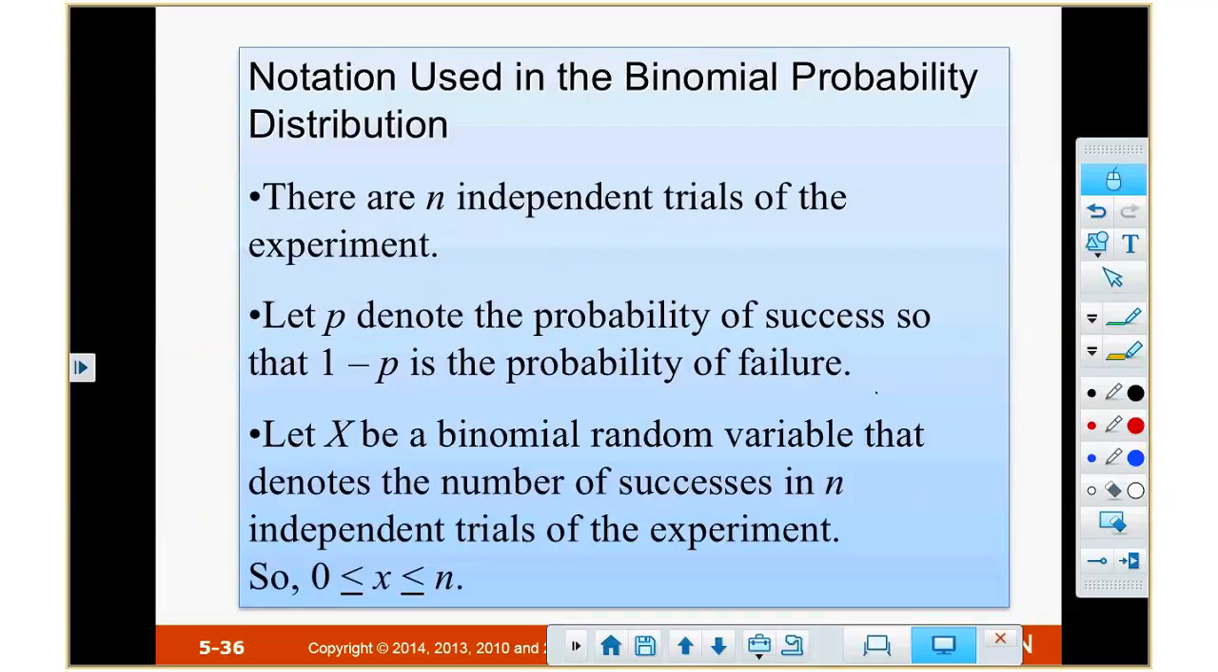N is the number of trials. NPX, write down NPX. Can you go back just for a second, please? Yes.